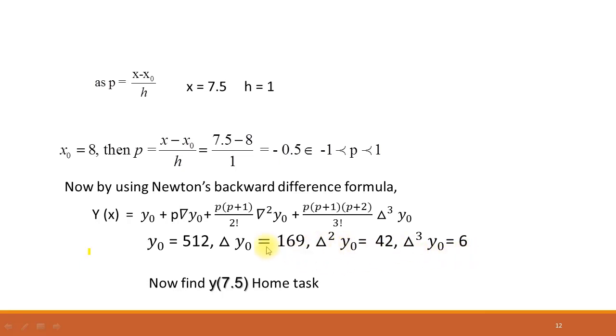So dear students, put all these values in this Newton backward differences formula. You will get the value of y at x equal to 7.5, and this is the home task for you. Just put all these values and calculate the value of y at x equal to 7.5.